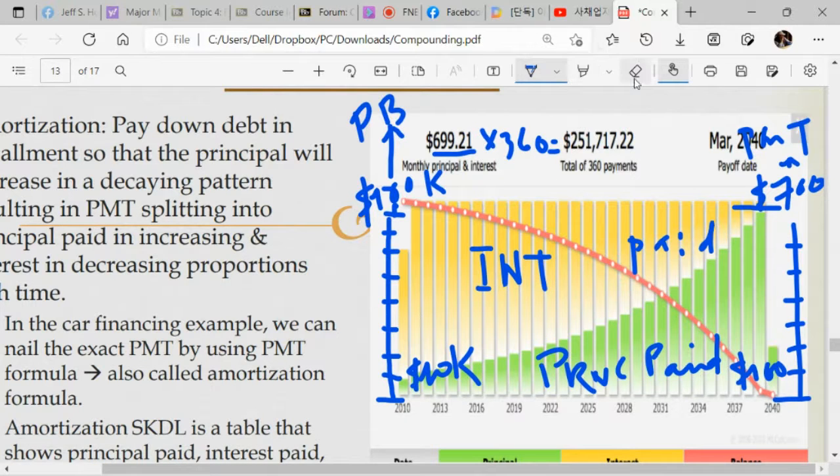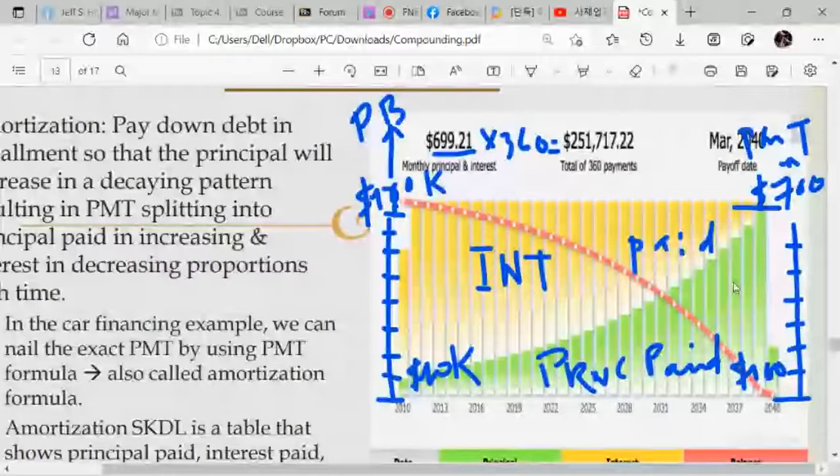Out of this $700 monthly payment, early on, it's mostly interest, and interest declines in a decaying pattern, right? And as interest declines, the principal portion of the monthly payment increases exponentially. In other words, principal balance goes down after each payment, and as the principal balance goes down, interest will have to go down because interest is some percentage of the principal balance each time.